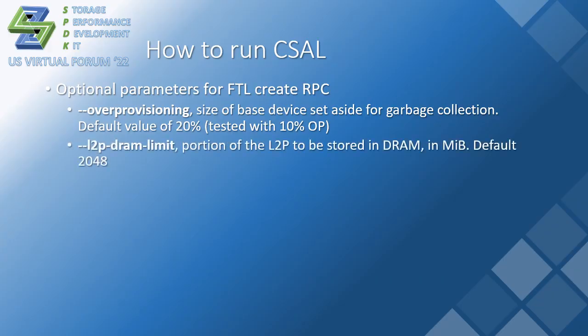Next, LTP DRAM limit. Since the logical to physical table has a fairly large DRAM footprint, for a 16 TB drive it takes roughly 16 GB, FTL by default will store only a portion of it in the DRAM, paging it in and out as necessary. This parameter allows the user to set the specific upper bound. We have found that the default value of 2 GB provides good cost and performance characteristics for a 16 TB device.